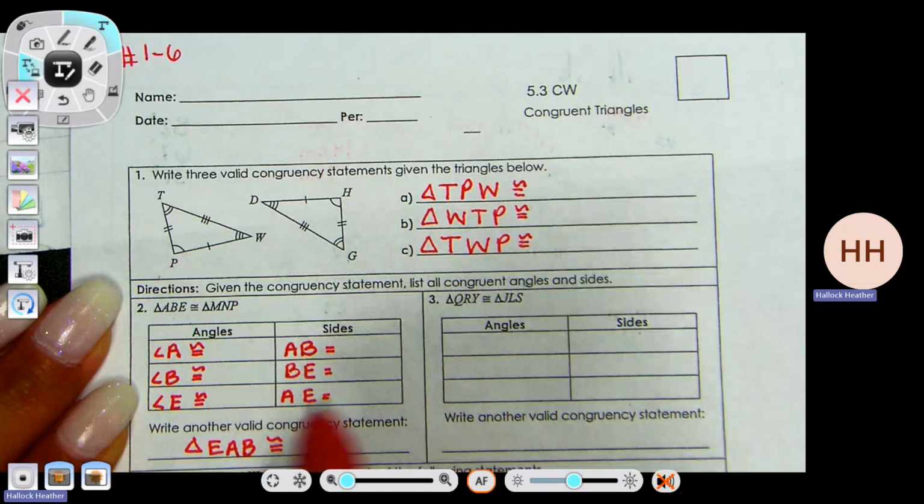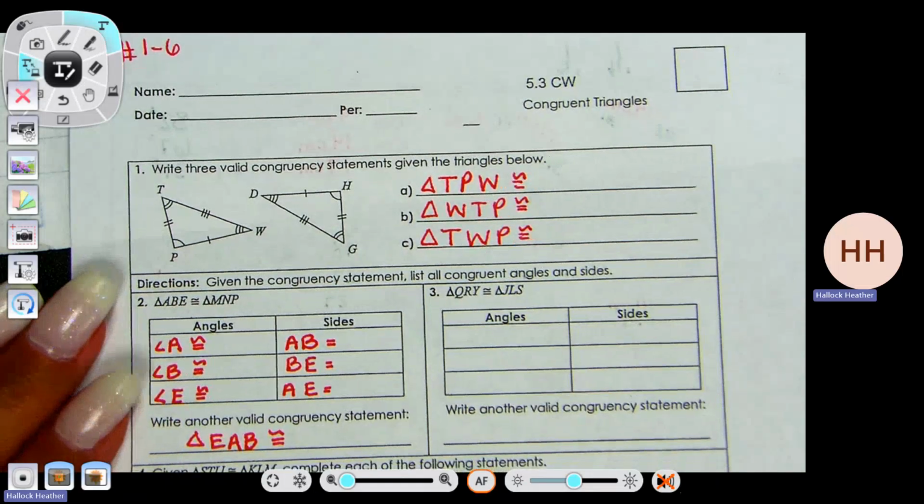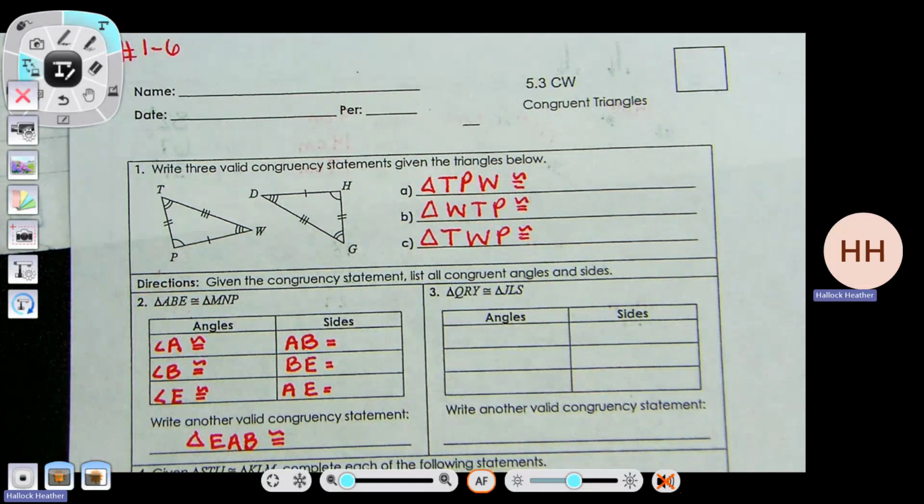And then you guys can do number 3, however you want. But that way you have an example of how they should be written. And then you just finish the congruency statement. You're only doing 1 through 6 today. I'm gonna freeze this. Let me know if it gets done or check with a neighbor.